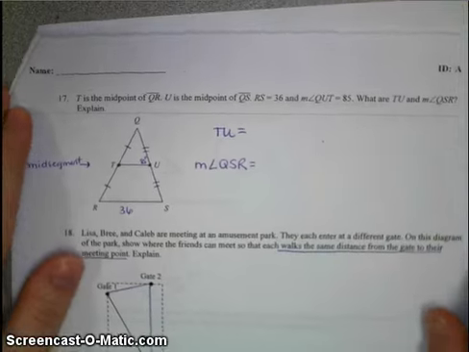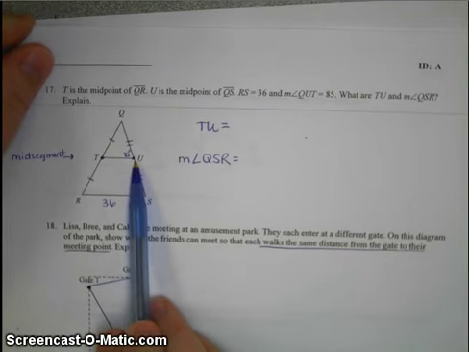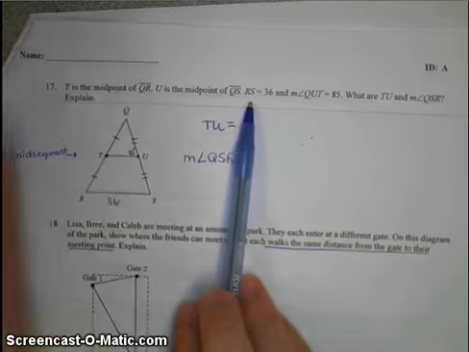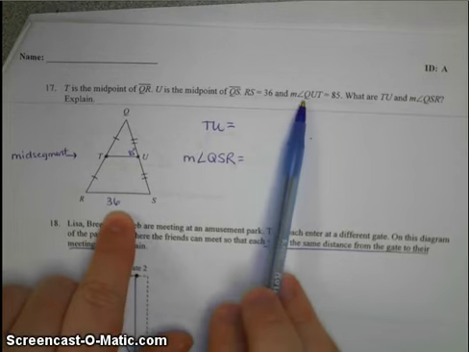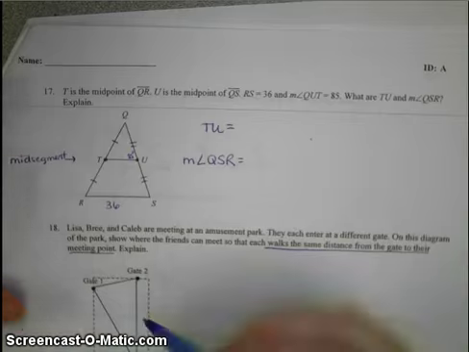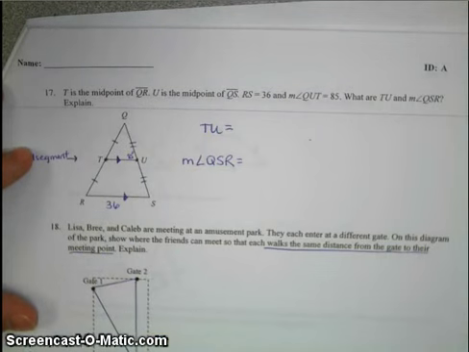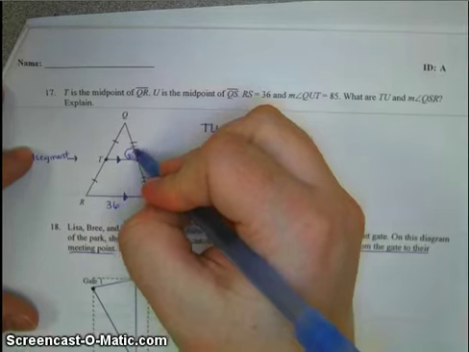Number 17, another mid-segment problem. So again, T is the midpoint, U is the midpoint. And I marked in the information, RS is 36, and the measure of angle QUT is 85. So, like I said in the last problem, when we know these are mid-segments, I know those are parallel. So we can take care of the angle first.